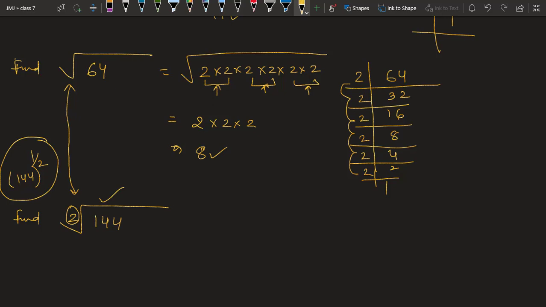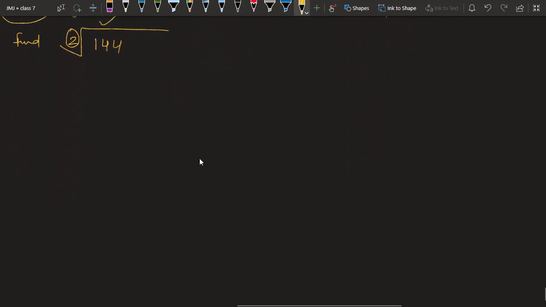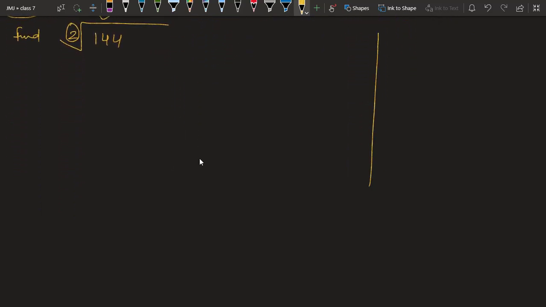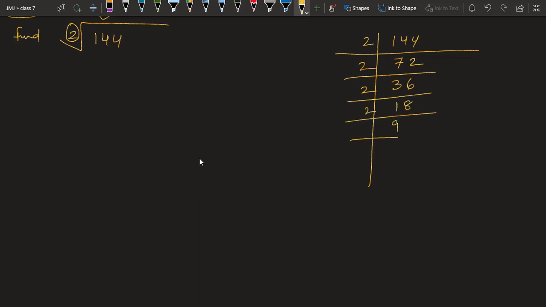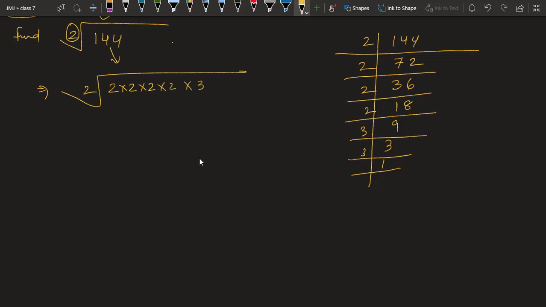Now let's find square root of 144. Again we have to go for prime factorization first. So 2 72s are 144, 2 36s are 72, 2 18s are 36, 2 9s are 18, 3 3s are 9 and 3 1s are 3. So let us write in the terms of prime numbers this given question. So we can write this 144 as 2 into 2 into 2 into 2 into 3 into 3.